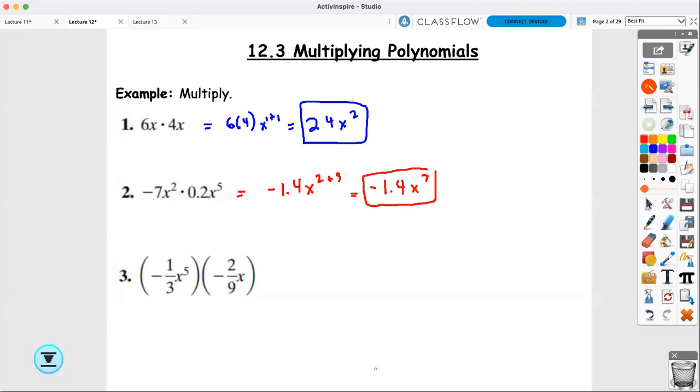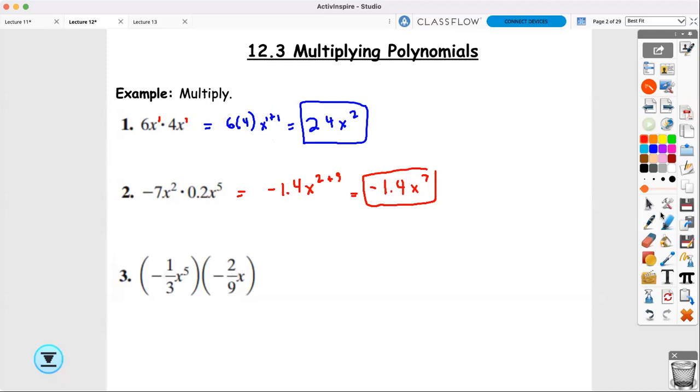Okay. So for the first two, I'm going to re-explain real quick. We multiplied 6 times 4, giving us 24. The exponents here are two invisible ones, so 1 plus 1 gives us the 2, so 24x squared for number 1. Number 2, we multiplied the -7 and 0.2, which gave us the -1.4. And then we're adding the two exponents 2 and 5, giving us 7, -1.4x to the 7th power.